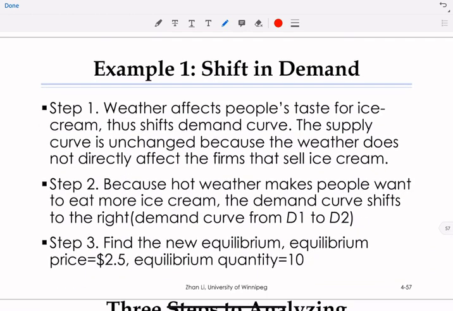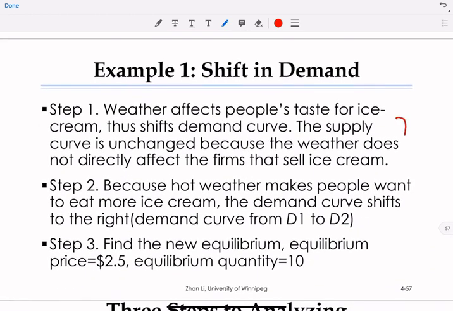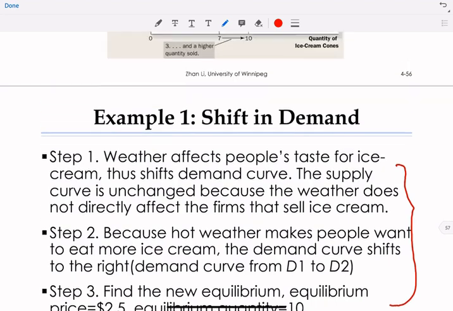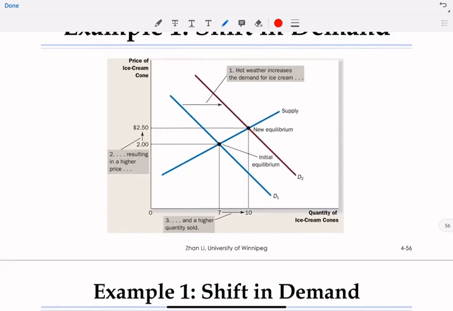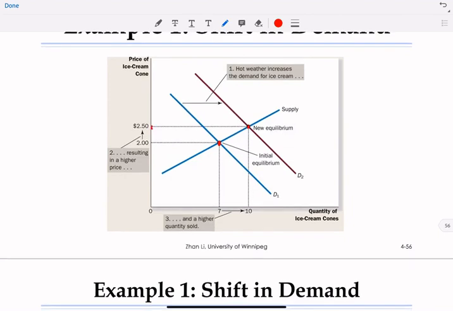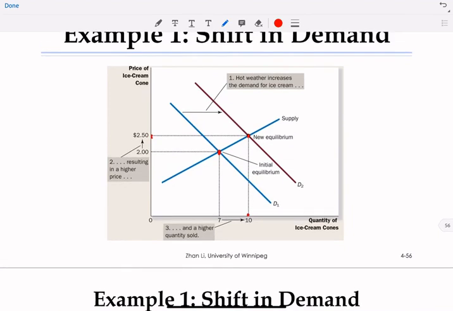You can see that this slide gives you the detailed three-step process, and we have some numbers here. In the beginning, the equilibrium price was 2 and the equilibrium quantity was 7. And in the new equilibrium, there is a higher price of 2.5 and a higher quantity of 10.